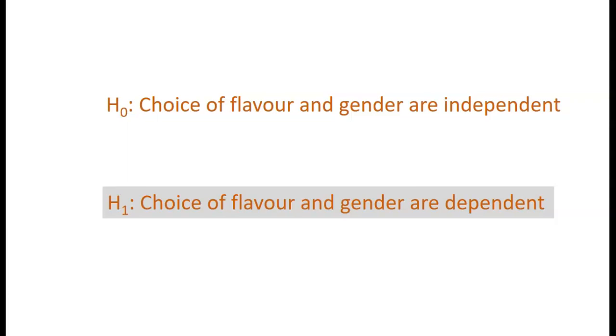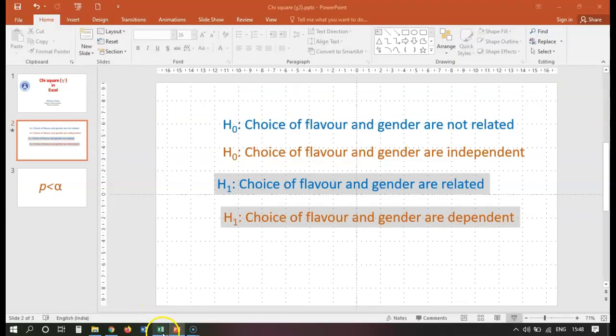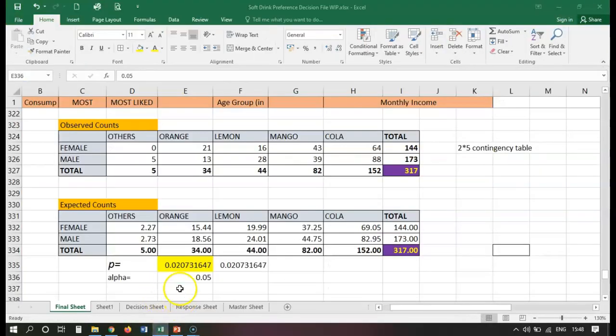So in this case, what was the null hypothesis that we have rejected? We have rejected the null hypothesis: choice of flavor and gender are independent. So the decision is based on the p value and comparison of p value with the alpha value, and after this comparison, we have arrived at a decision that we can reject the null hypothesis. That means there is a relationship between favorite flavor and gender.